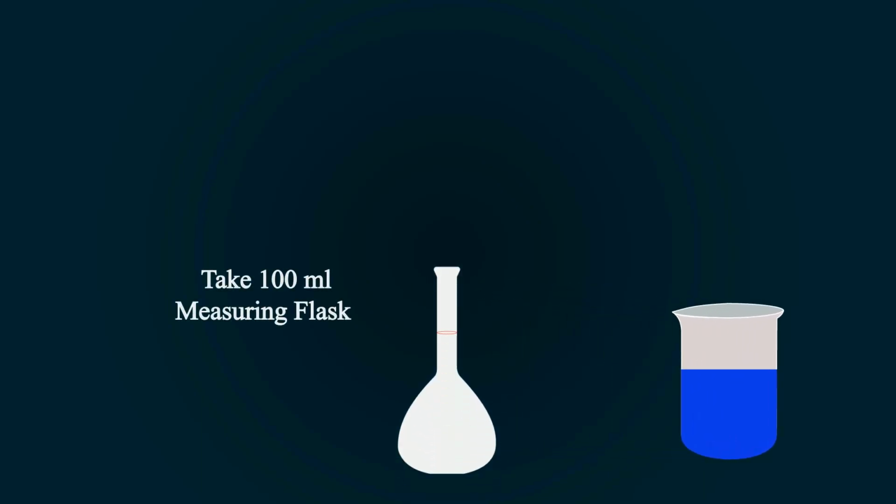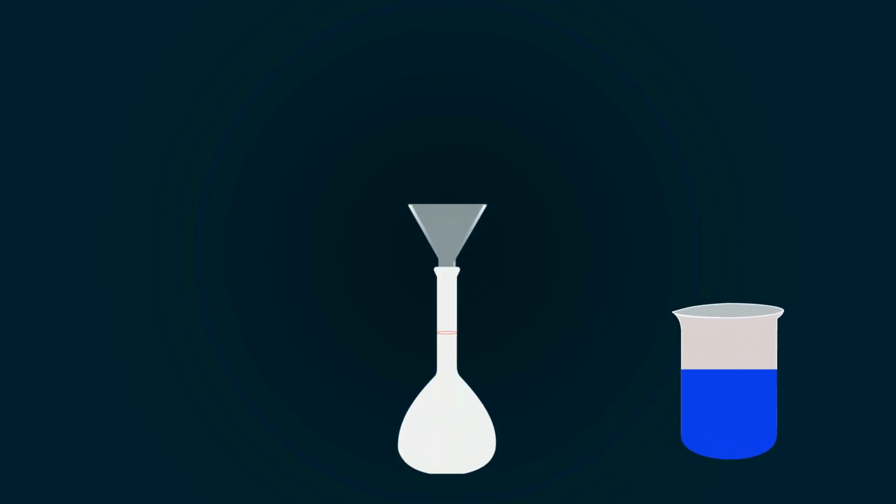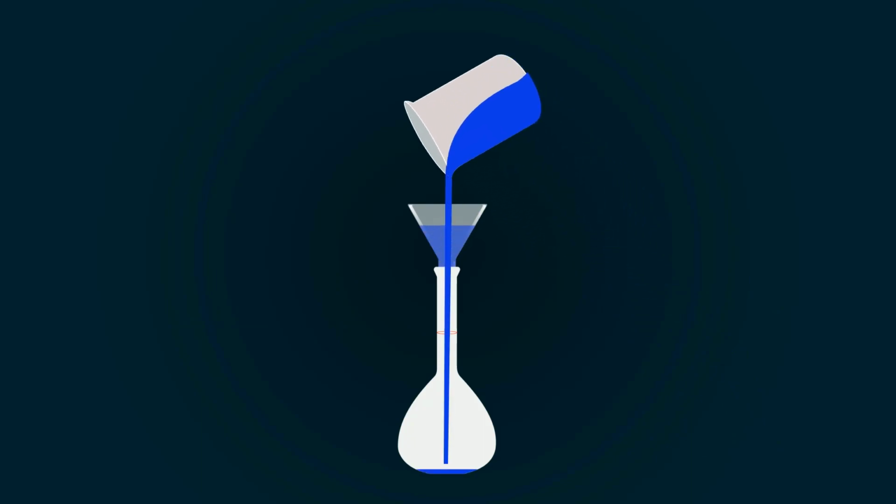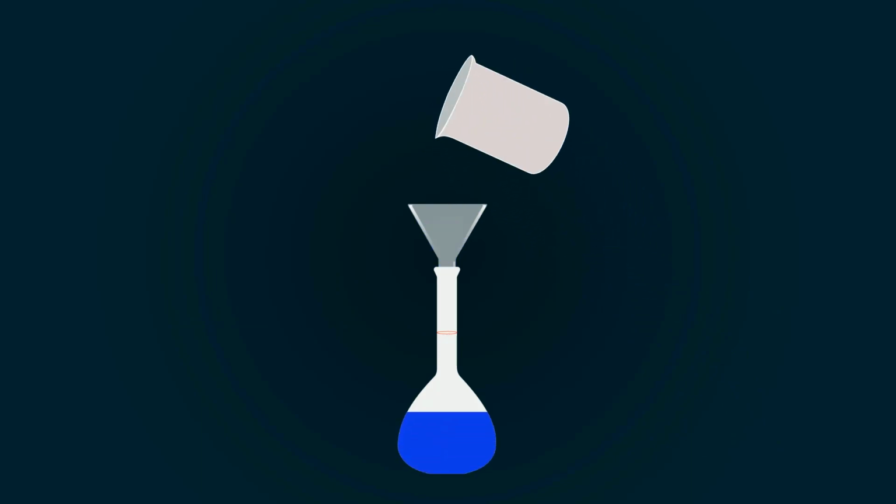Now take a volumetric flask of 100 milliliters and put a funnel on the top of the flask. Pour all the solution into the volumetric flask.